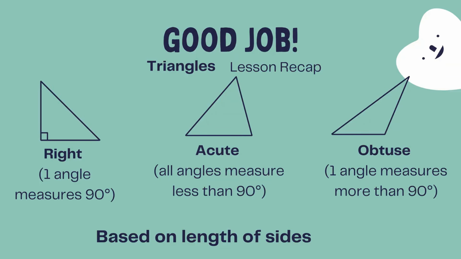Based on angle measurements: a right triangle has one angle that measures 90 degrees. An acute triangle has all angles measuring less than 90 degrees. An obtuse triangle has one angle measuring more than 90 degrees. The first three are based on the length of sides.